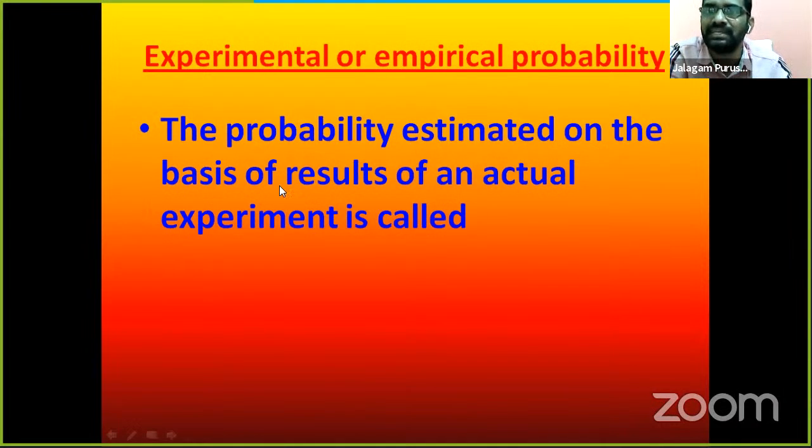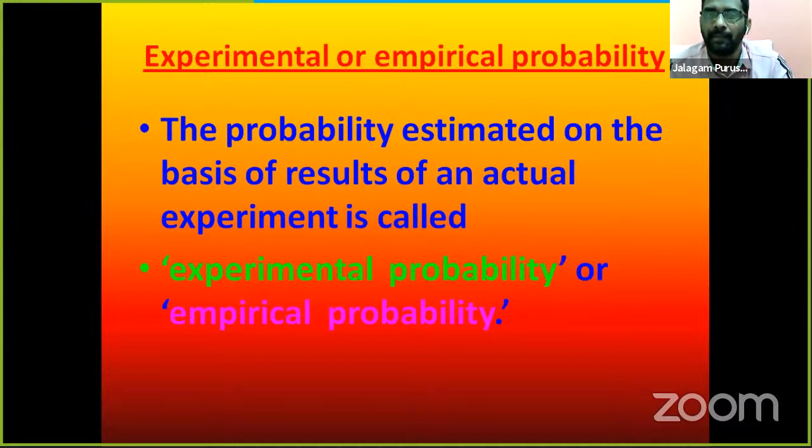So the probability estimated on the basis of results of an actual experiment is called experimental or empirical probability. Write down this definition, children. They actually do the experiment, so that type of probability is called experimental or empirical probability. Next we go to probability, a theoretical approach.